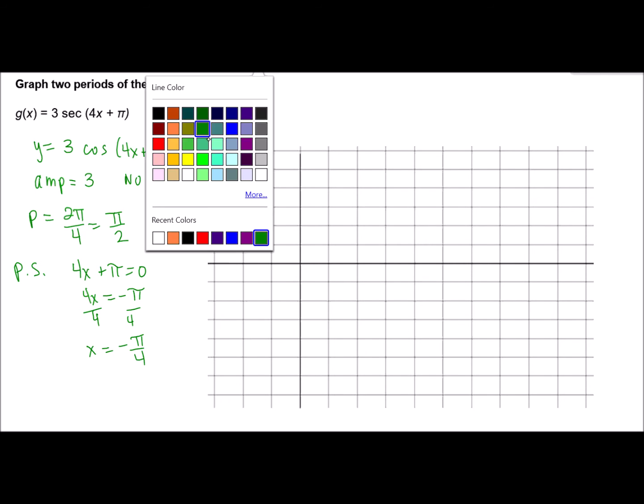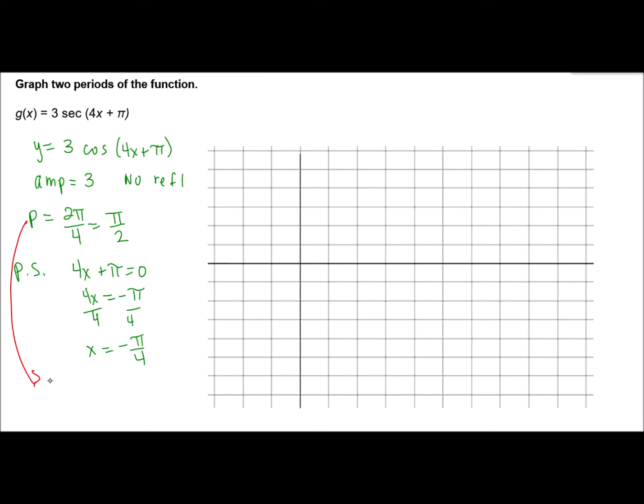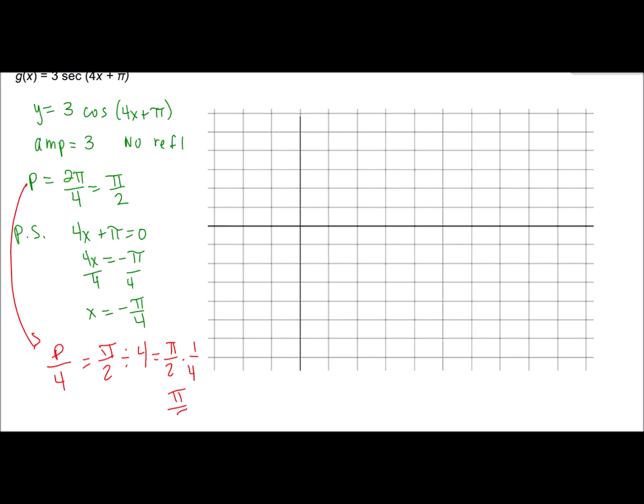And then we need to know what we're counting by. So pi over 2 divided by 4, pi halves times 1/4. We're going to count by pi eighths. Okay, I'm going to go out 1, 2, 3, 4 and put my period. I'm going to put the labels down here on the bottom. Whoops, pi halves for the period.